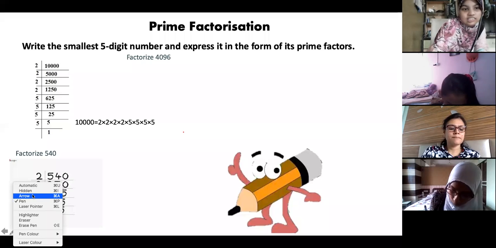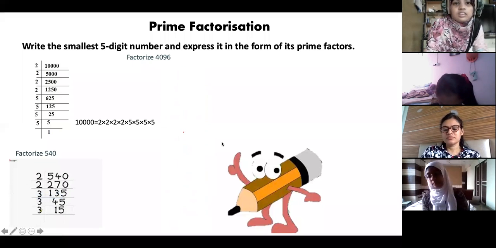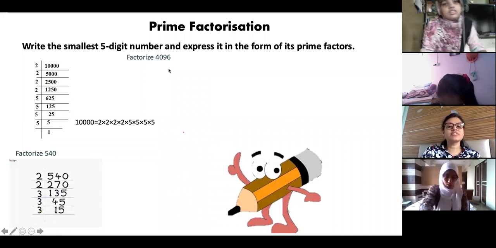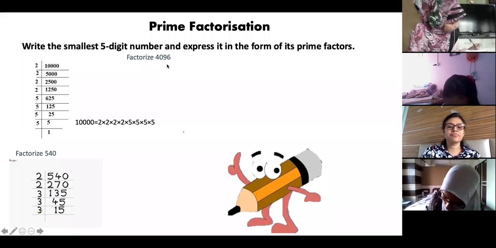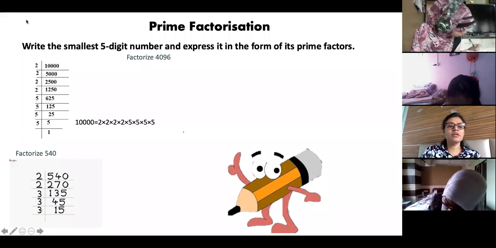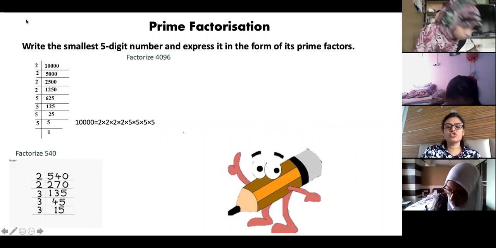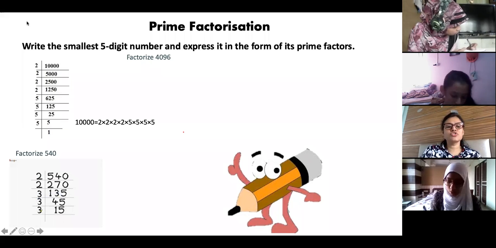We're going to do a little more fun now. Prime factorization of 4096. So it is a longer one. Just be careful. Ma'am, we can start with 2. Divide it by 2, no? Yes, because 6 is there. So start with 2.